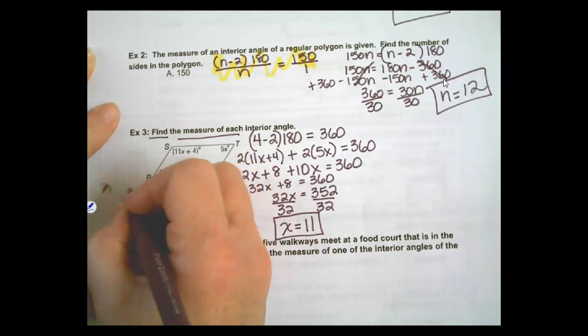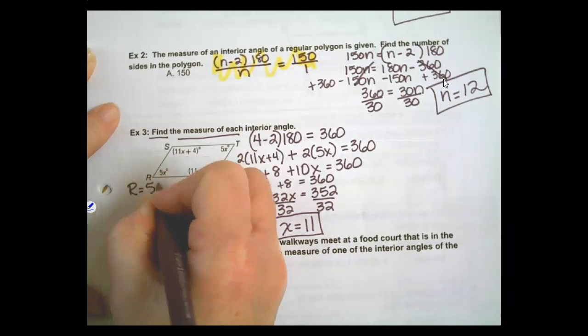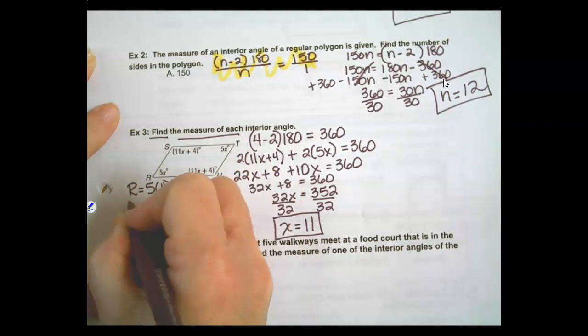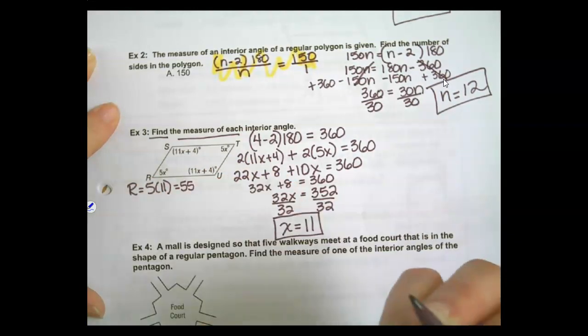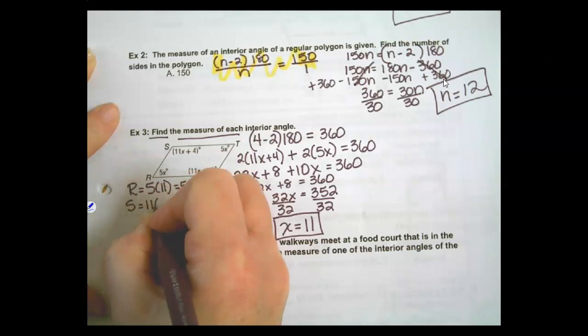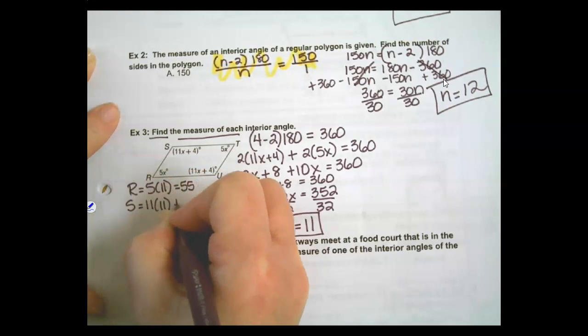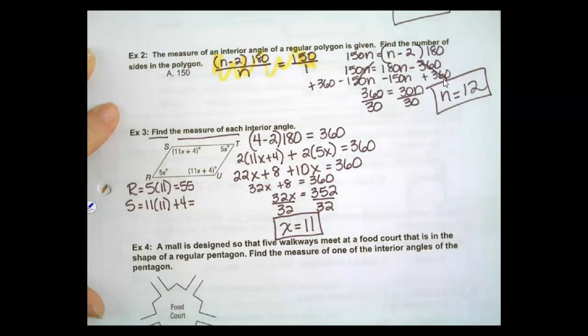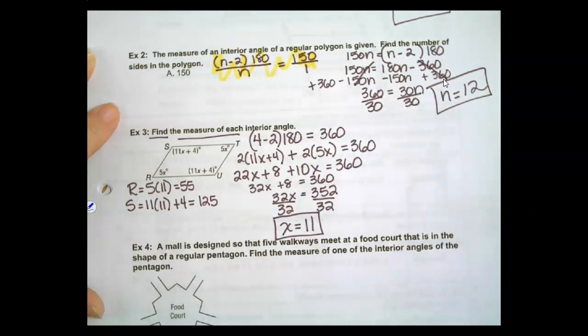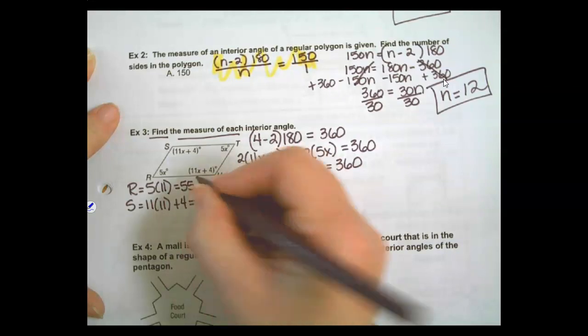So for r would equal 5 times 11, or 55. We know t would be the same thing. And then s, I'll do s, 11 times 11 plus 4. What is that? 121 plus 4 is 125. And there we have them. Okay.